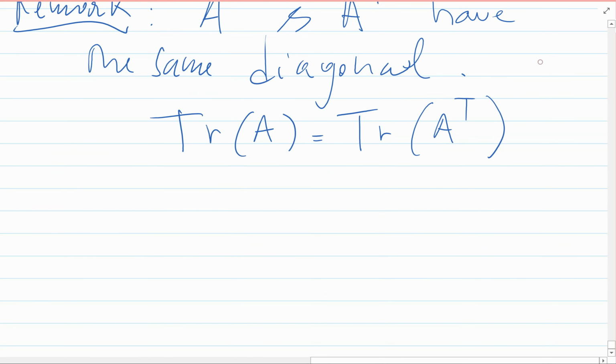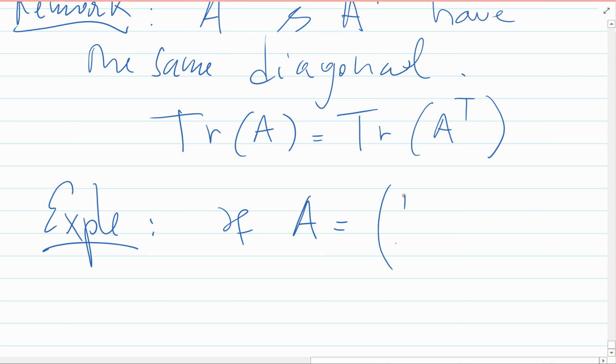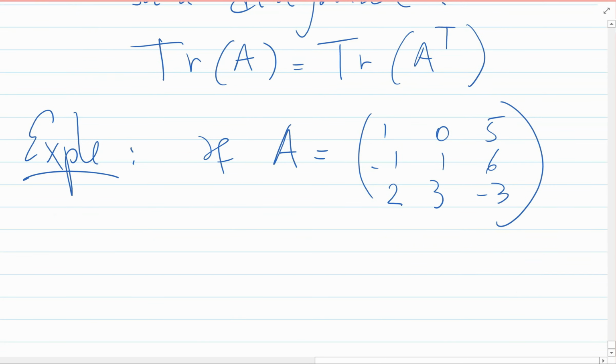So let us take an example just for the sake of it. If A is equal to 1, minus 1, 2, 0, 1, 3, and 5, 6, minus 3, what is the trace of A? It equals 1 plus 1 minus 3, that's 2 minus 3, and that's minus 1.